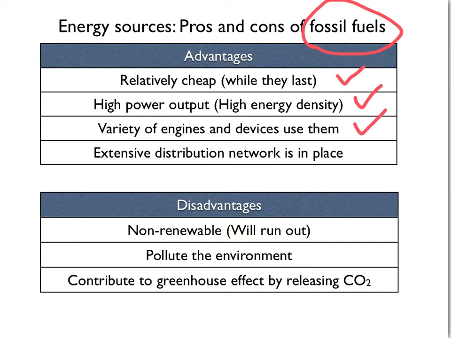Another advantage is we have designed a variety of devices which take advantage of the energy in fossil fuels. Think about automobile engines and turbines and furnaces and things like that. And another advantage is that we have an extensive distribution network in place. Think about how many gas stations there are in the world, and think about things like pipelines which deliver natural gas to your home. It makes things very convenient.